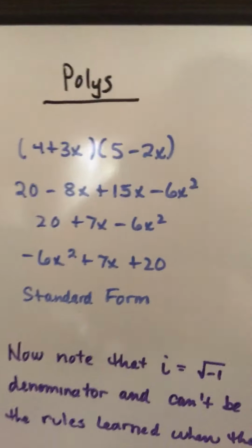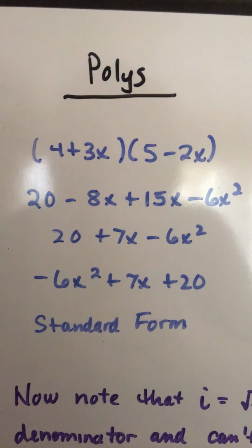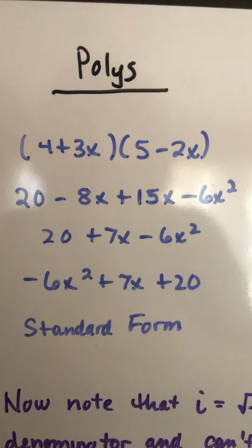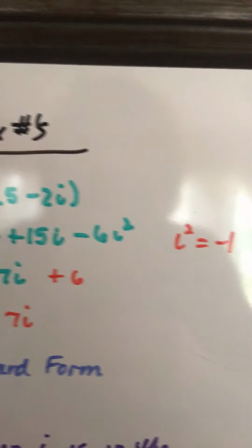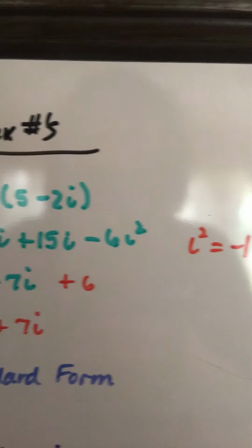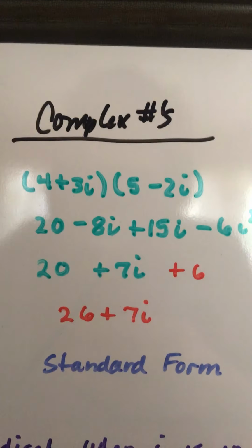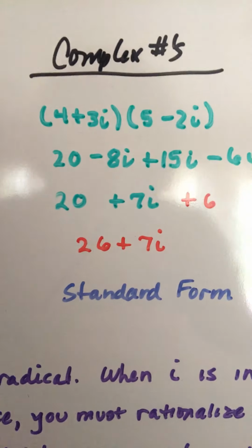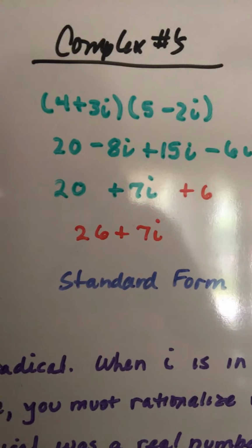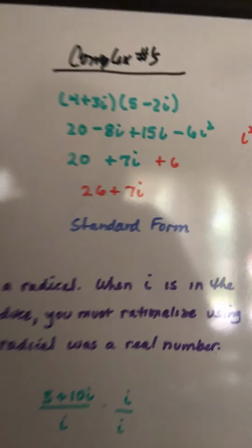And when we have binomials, what do we do? We go ahead and distribute, and then we usually rewrite it in standard form. Well, what happens when you have i, guys? You go ahead and distribute, but what does i squared equal? -1. So -6i squared becomes +6. You rewrite it, making sure that the a, that is the real part, is always first, and the bi part is second.